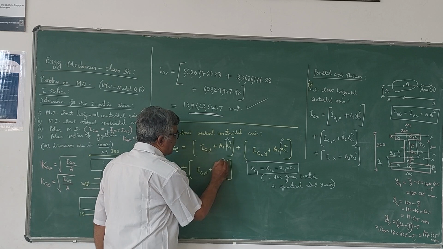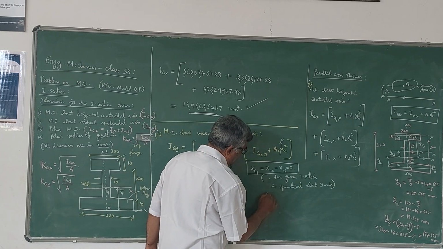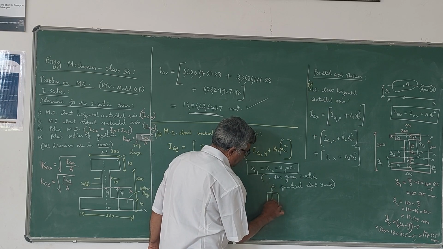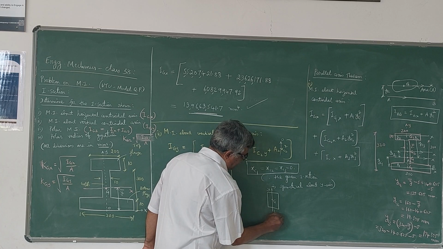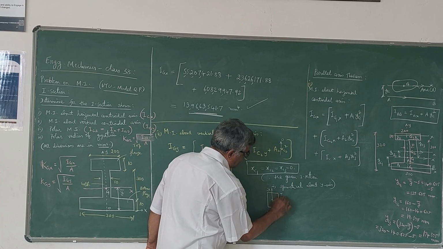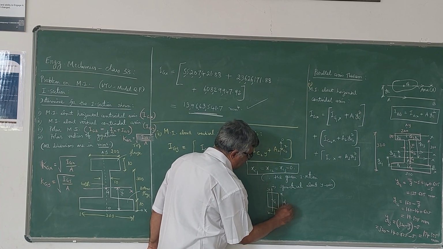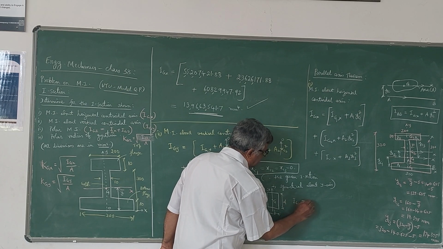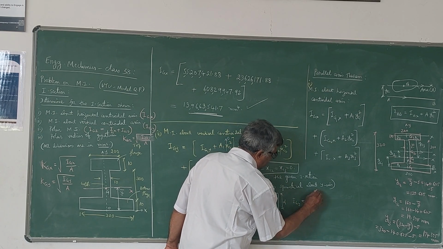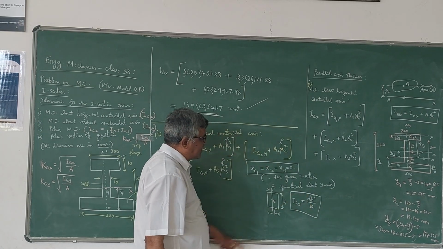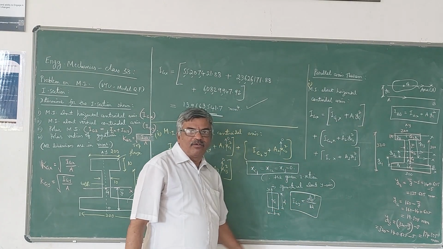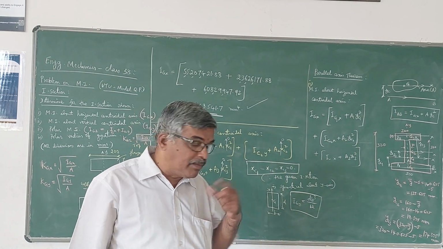Now you know that in the case of a rectangle, if you write the moment of inertia about the vertical centroidal axis, if this is B, this is D, the formula to find IGY is DB cube by 12 or B cube D by 12. So this we have learned. For horizontal centroidal axis, BD cube by 12. For vertical centroidal axis, DB cube by 12.